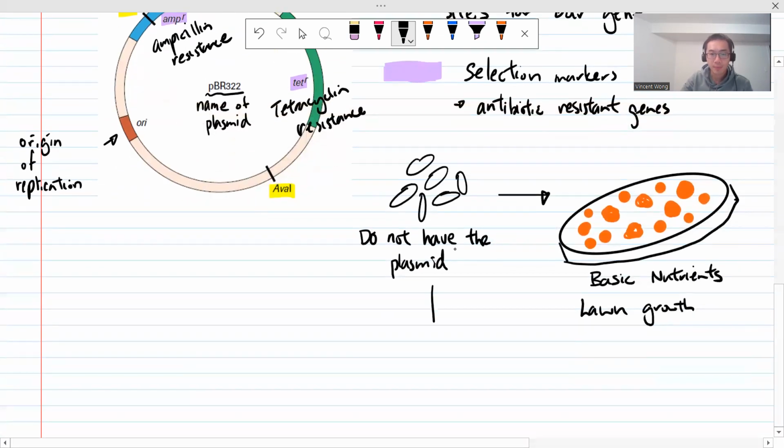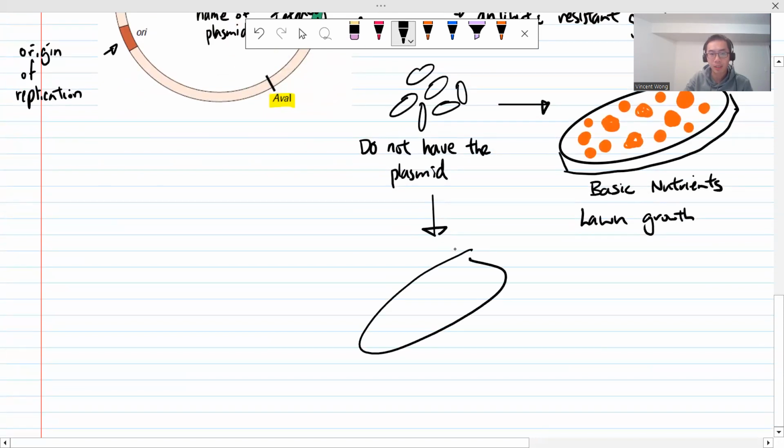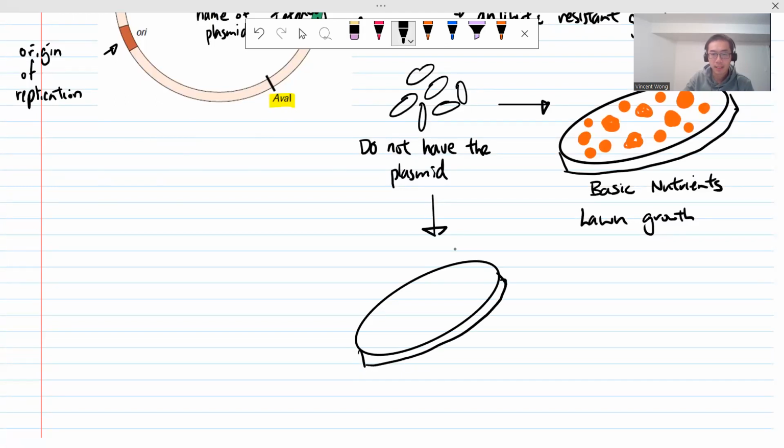Now, what about this? What if I take these bacteria and put them on another plate. This time it is basic nutrients plus ampicillin, the antibiotic. They don't have the plasmid. They're just regular bacteria that have rejected the plasmid, essentially. Do you think they will grow in the presence of ampicillin, the antibiotic? Yes or no?